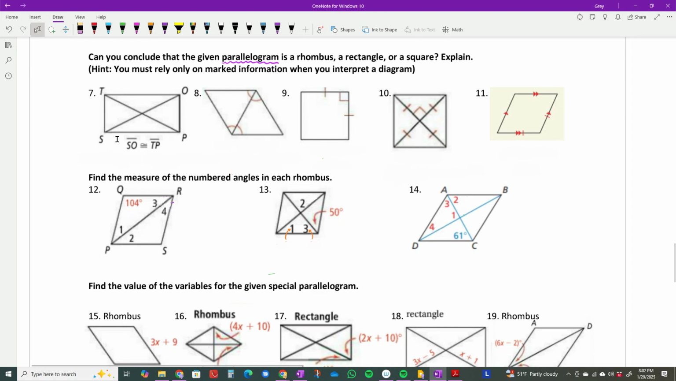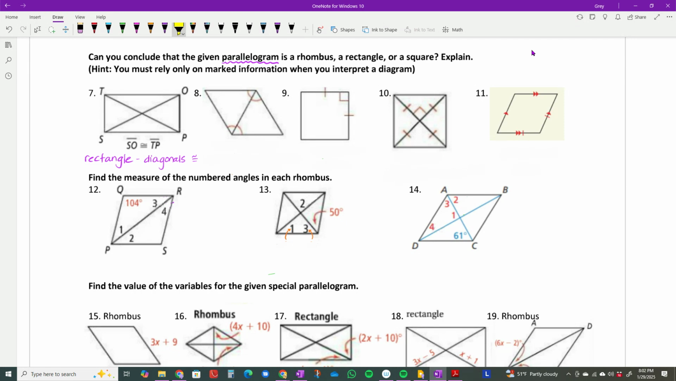Can I conclude, given that it's a parallelogram, that the given parallelogram is one of those? So if I'm told that segment SO is congruent to segment TP, can I conclude that it's a rhombus, rectangle, or square? I know that the diagonals are congruent, and if the diagonals are congruent, then I have a rectangle.